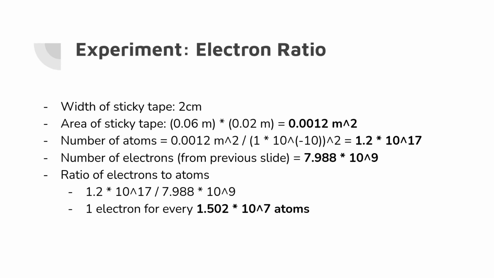From this, we can then find the ratio of electrons to atoms because we know the number of electrons from our previous slide. So we divide the number of atoms by the number of electrons, and we get that we have 1 electron for every 1.502 times 10 to the 7 atoms.